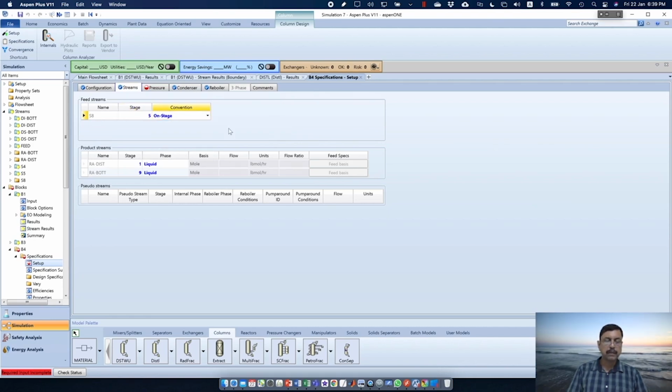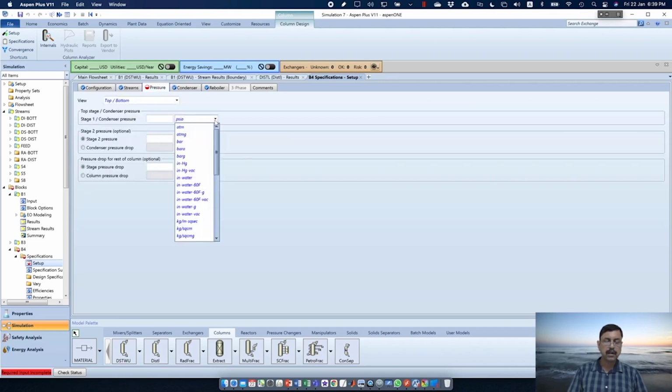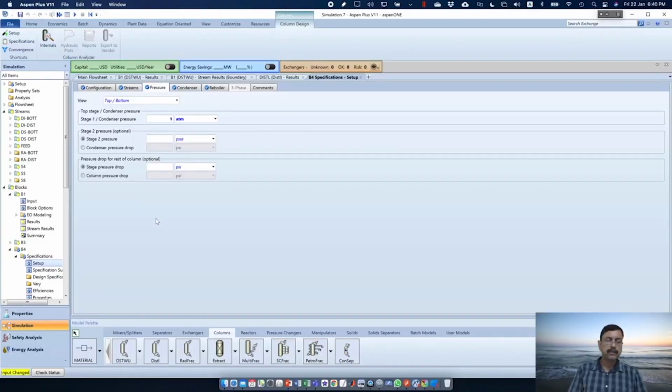Then you have to give the pressure. Obviously the condenser pressure, it is asking for condenser pressure, which is 1 atmosphere. We already know it from our problem. So the simulation is ready to run. Here the stage 2 pressure and stage pressure drops, they are optional information you can give if you have the information. Even if you do not have, no problem, the simulation can run either way. So now you can run the simulation.